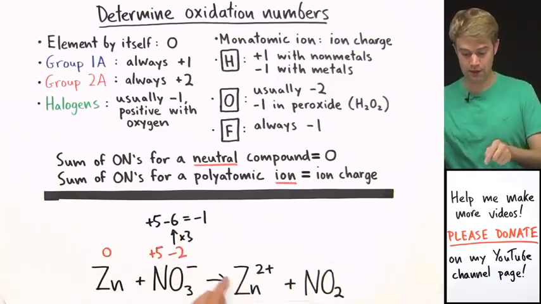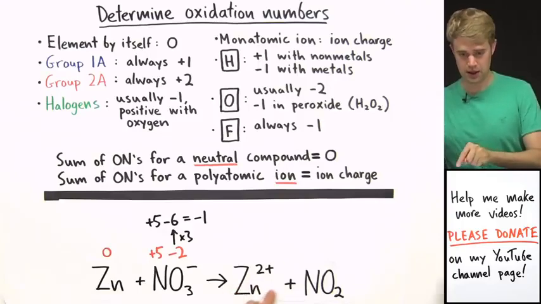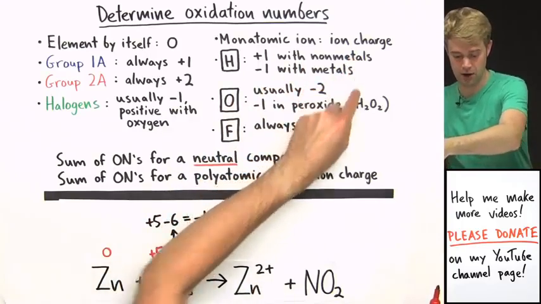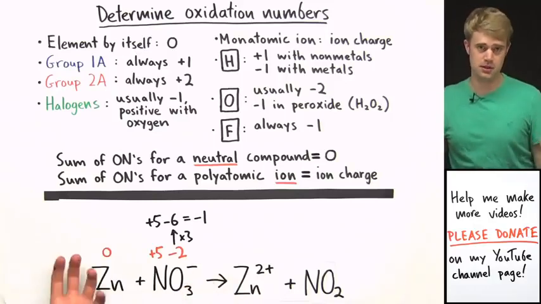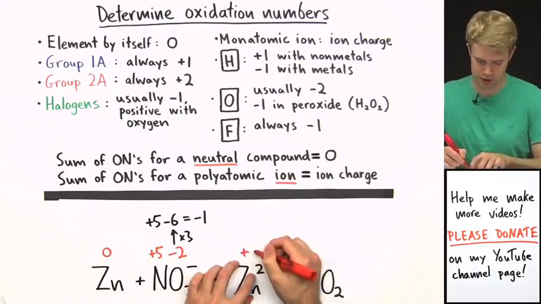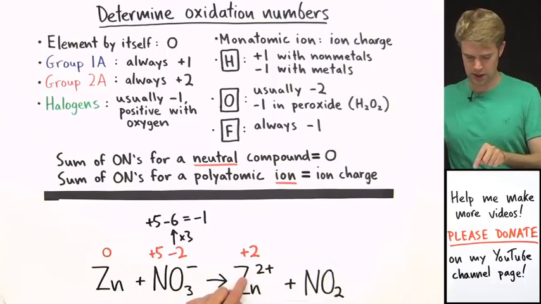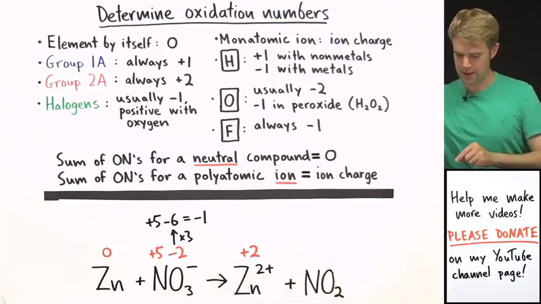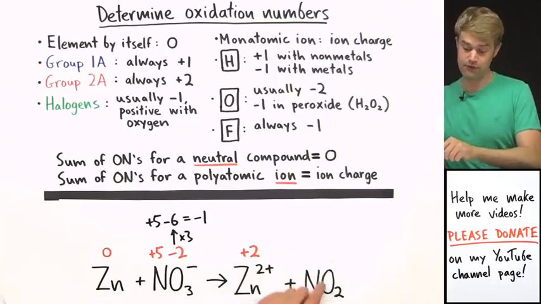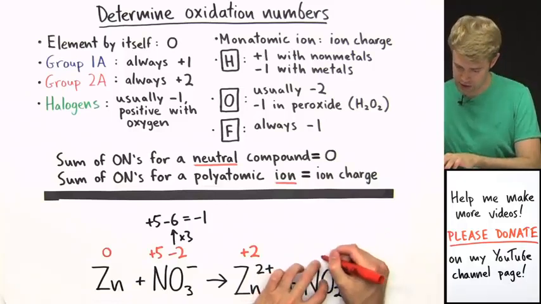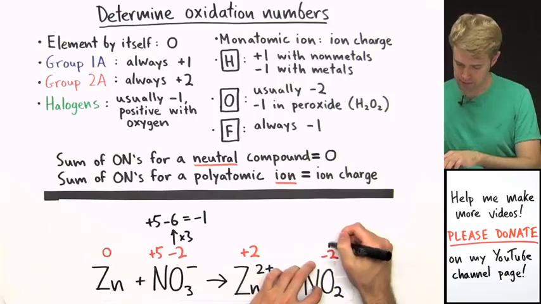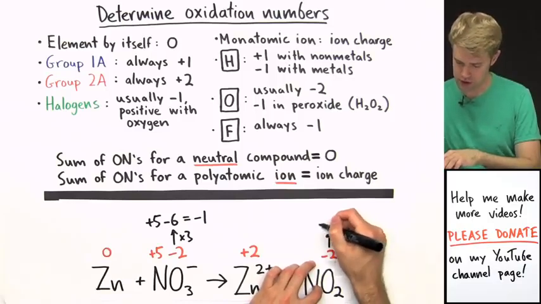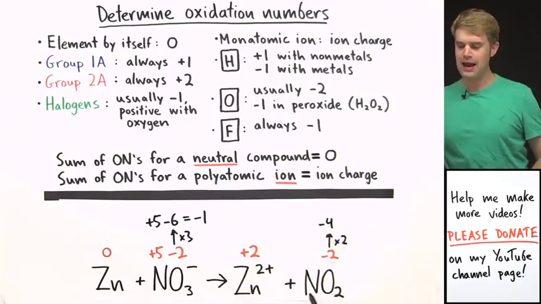Now over here on this side, zinc has become a monatomic ion with a charge of 2+. So its oxidation number is just going to be the same as its ionic charge. Okay, so +2 is zinc's oxidation number on this side. And then we got the same thing here with nitrogen. We got to figure out what it is. Okay, oxygen is going to be -2. We have 2 oxygens, so -2 times 2 gives us a total of -4.